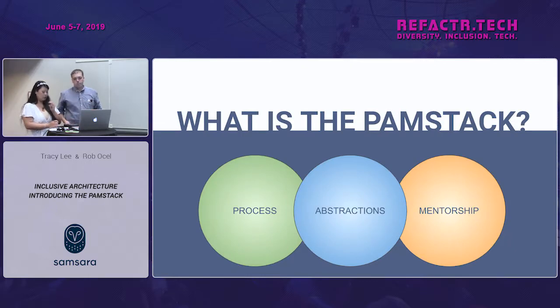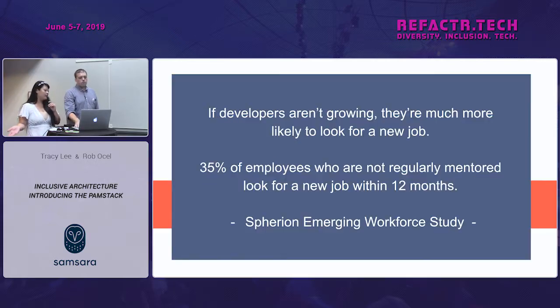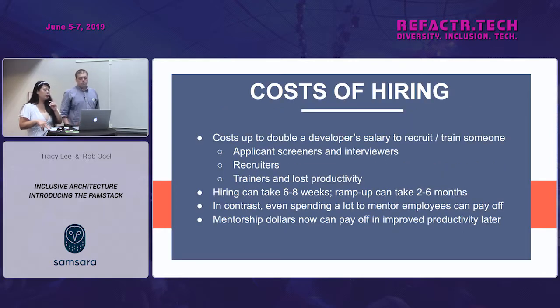So we've talked about two pillars so far, which are process and abstractions, but now let's go ahead and talk about mentorship. This might be the last one we talk about, but it's definitely not the least important. If you look at why mentorship is so important for teams, Spherion just did an emerging workforce study, and it says that if developers aren't growing, they're more likely to look for a new job. In fact, 35% of employees who are not regularly mentored look for a new job within 12 months. So you're losing a third of your workforce if you're not doing mentorship.